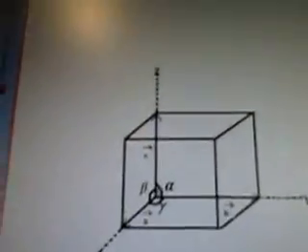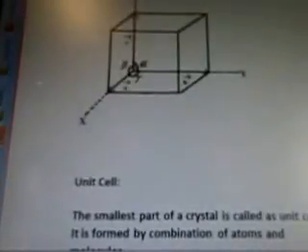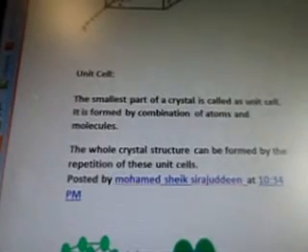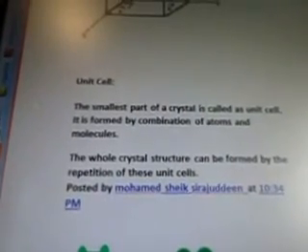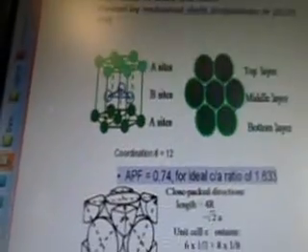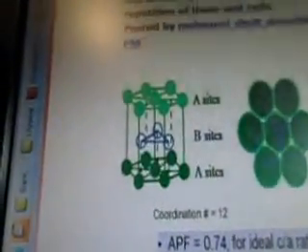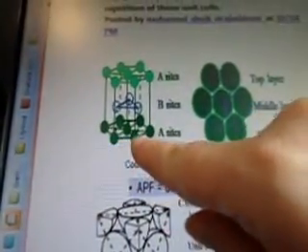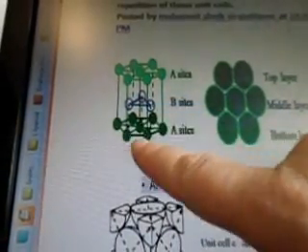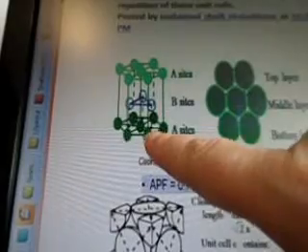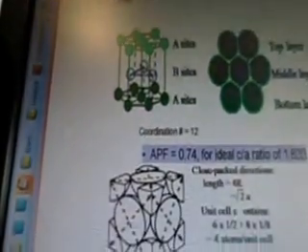Msheiksirajuddeen, that's his name. So this is a diagram that he had on his blog here. This is a unit cell. The smallest part of a crystal is called a unit cell. It is formed by a combination of atoms and molecules. The whole crystal structure can be formed by the repetition of these unit cells. So it's A, B, and A sites. Now see the shapes? We have a triangle, which is the tetrahedron, and then we've got this hexagonal type shape, which is what we're looking for to use with our design for the engine.